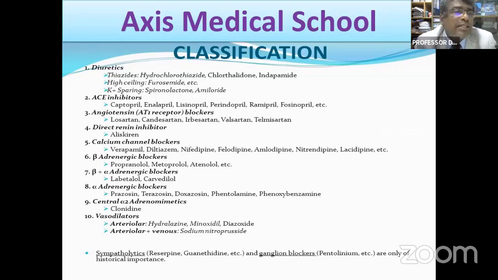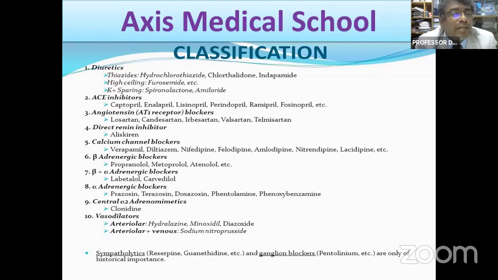We all know the ACE inhibitors: captopril, enalapril, lisinopril, perindopril, ramipril, fosinopril. And there are the ARBs, angiotensin receptor blockers, like losartan, candesartan, irbesartan, valsartan, and telmisartan. There is also a direct renin inhibitor, aliskiren. Actually, this group of drugs is omitted; it is not marketed now and is not available in the market due to its withdrawal.